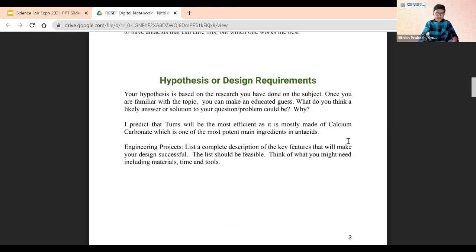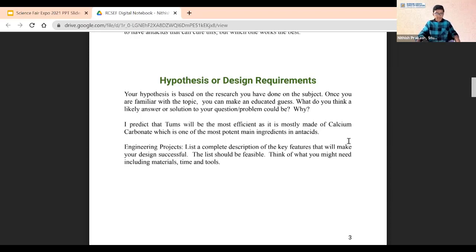So your hypothesis or design requirements. There are either 2 things. Your first one could be your hypothesis, which is based on research you've done. Once you're familiar with the topic, you should make an educated guess. So I said that I predict that Tums would be the most efficient antacid because it was made out of calcium carbonate, which is one of the most potent ingredients in antacid. Of course, you're not always going to get the correct hypothesis. It's actually better to get a wrong hypothesis because then you actually learn something about why your hypothesis is wrong.